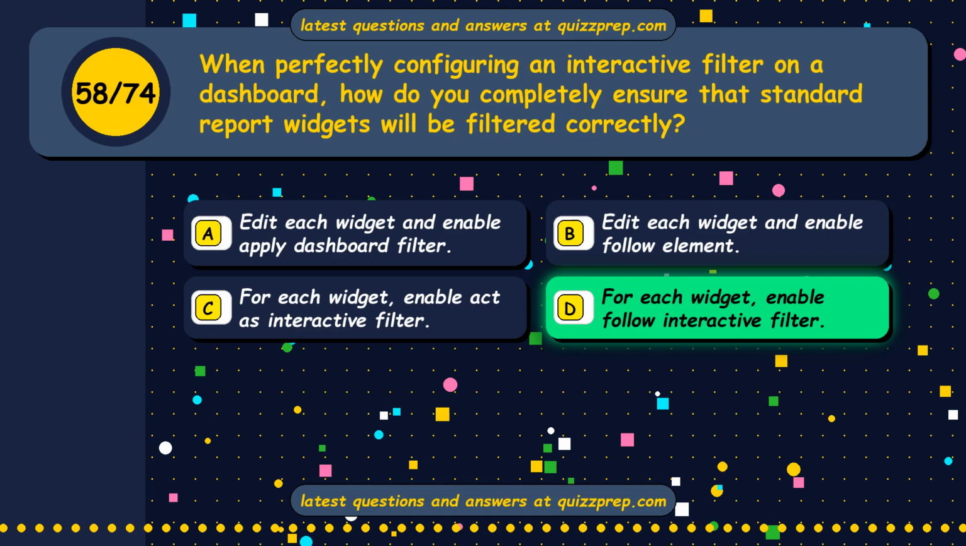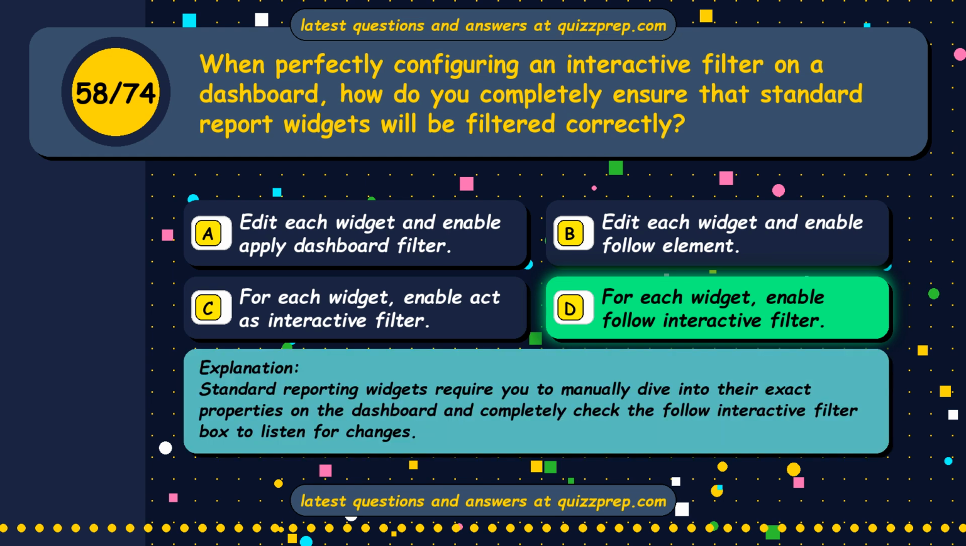The correct answer is option D. For each widget, enable follow interactive filter. Standard reporting widgets require you to manually dive into their exact properties on the dashboard and completely check the follow interactive filter box to listen for changes.